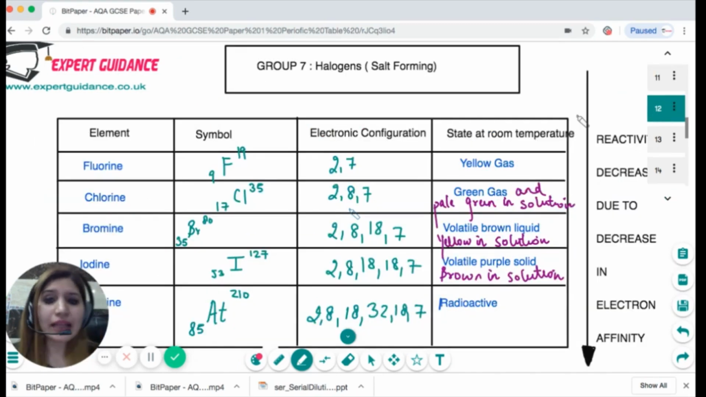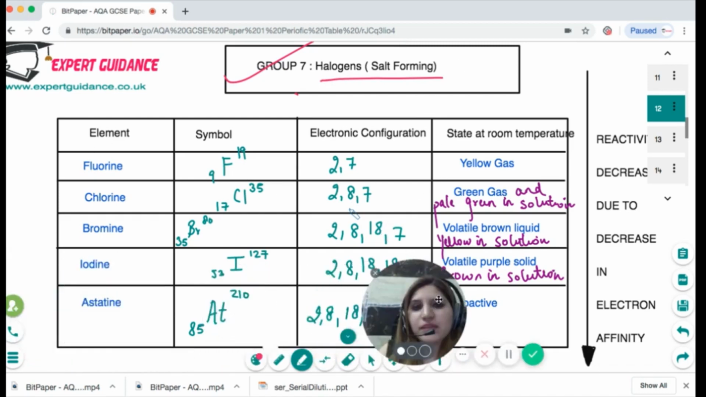Okay, now the next thing we need to do is group 7. As I told you, group 7 are known as halogens, and halogens are known as salt forming. Now what is the electronic configuration of halogens? They all have 7 electrons in their outermost shell, and when they have 7 electrons in this outermost shell, they can easily gain 1 electron to gain the full outer shell configuration. And when they gain this 1 electron, they will form the -1 charge. So these all react by forming the -1 ions.